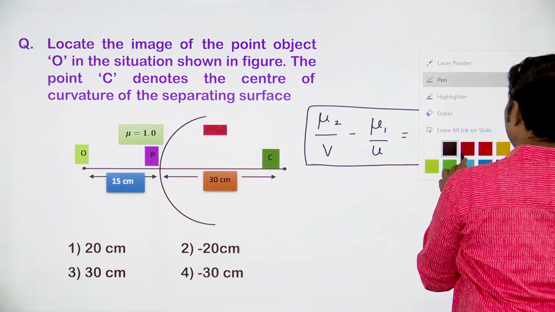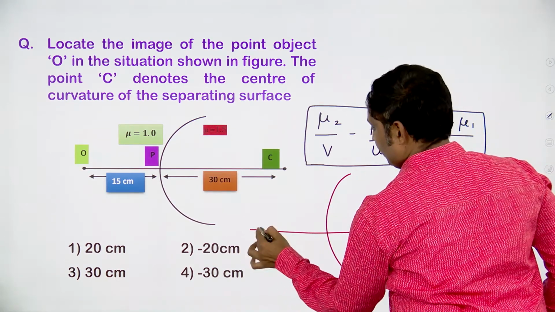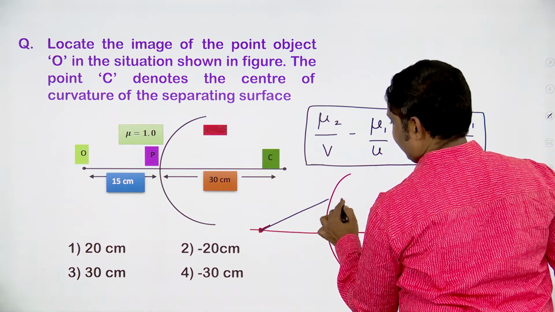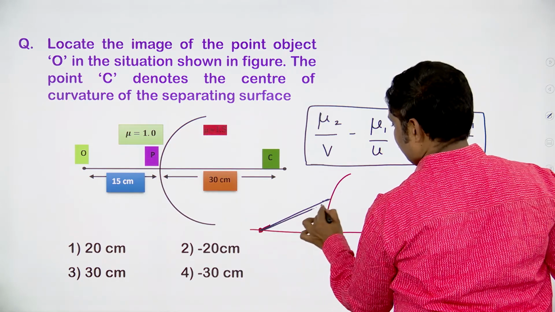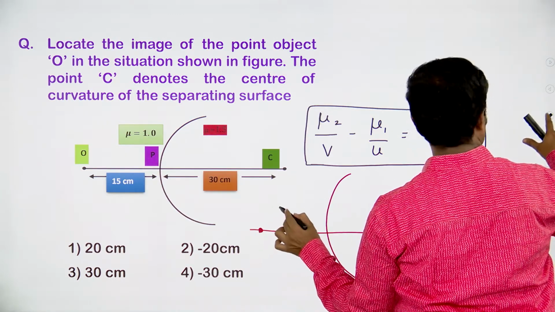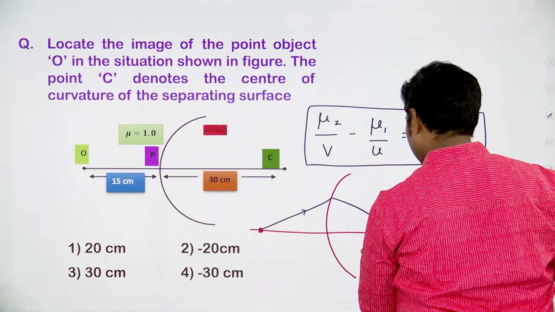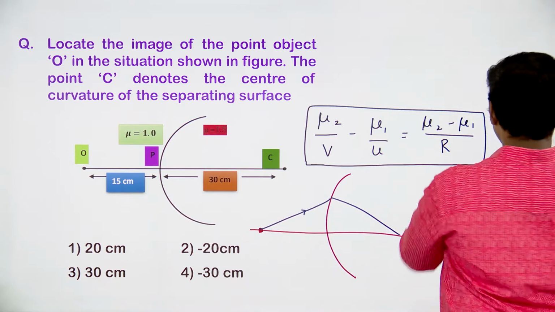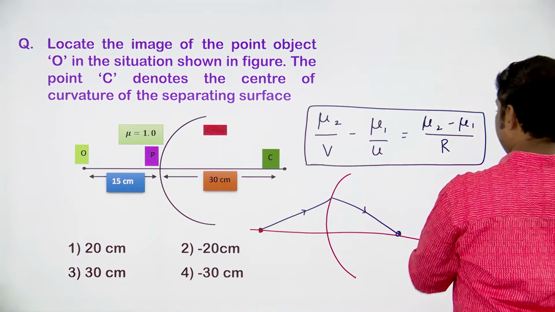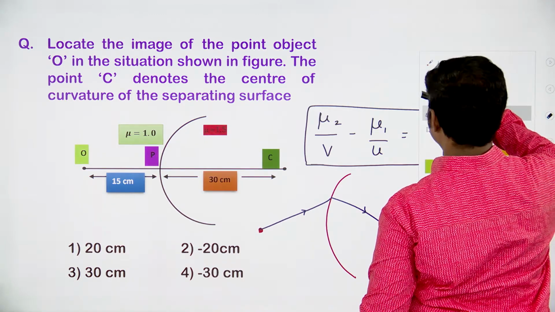Suppose that we have seen this, the light rays which originated here and are going to be incident. It further proceeds and it is going to meet at this point, right? You have to confirm this one.